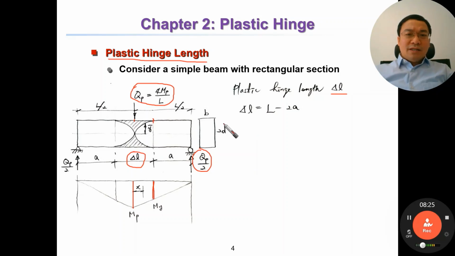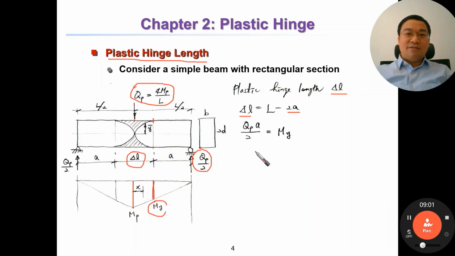You can see here delta L equals the length of the beam minus 2A, A and A. Very simple, right? So to determine delta L, we have to determine A. Can you calculate A? Very simple, right? So A is a function of maybe My and the reaction. Is this right?